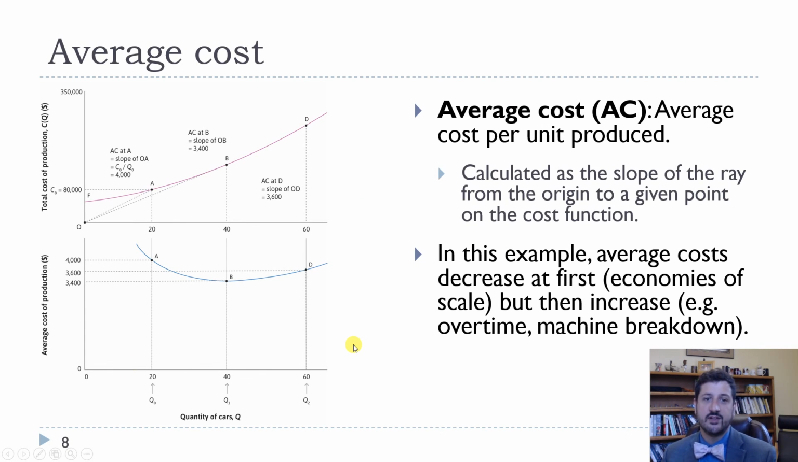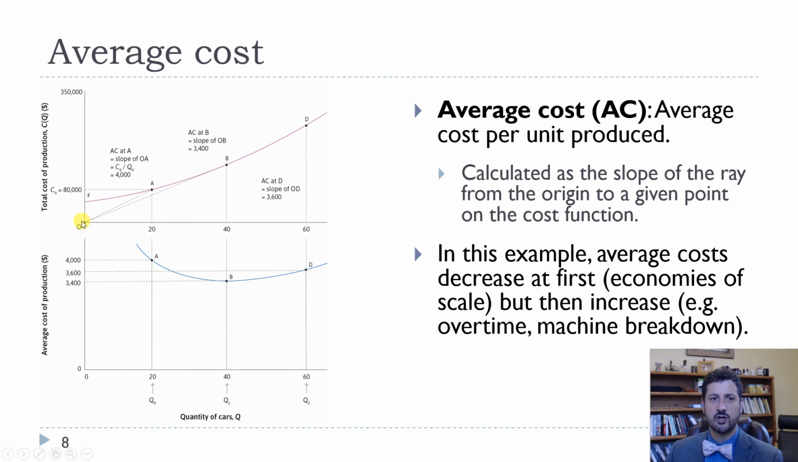Now, what we're often going to be interested in is not just the total cost, but the average cost. The average cost is just the total cost divided by quantity. Here on the top graph we have the total cost curve. This is just like what we had before. We've added some numbers now, and you can see that it's increasing.